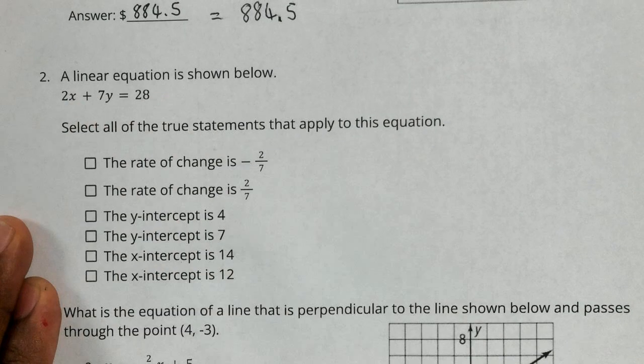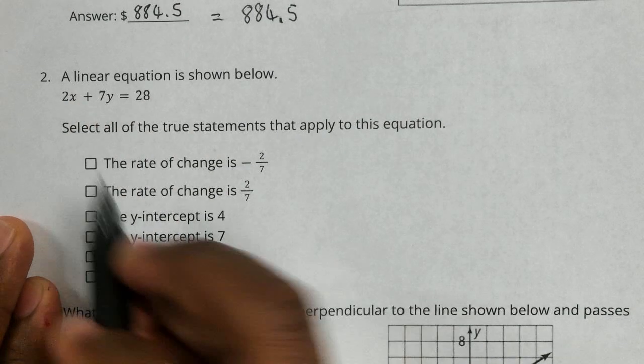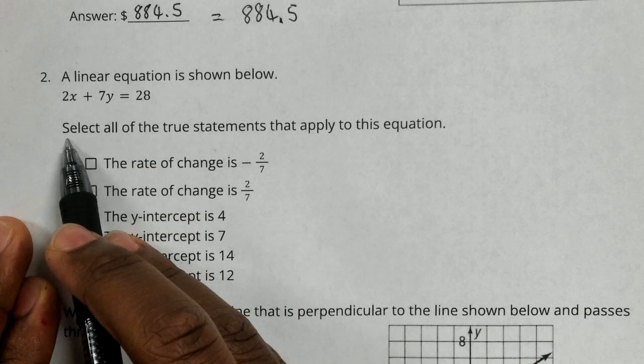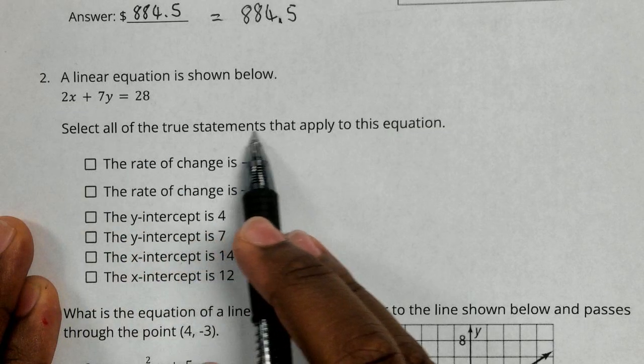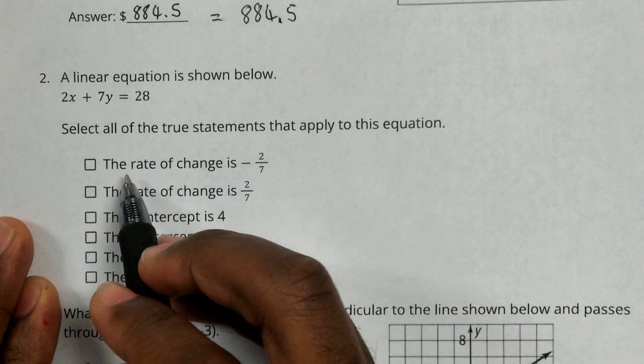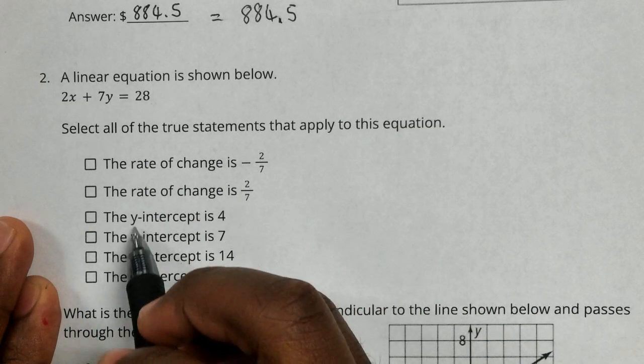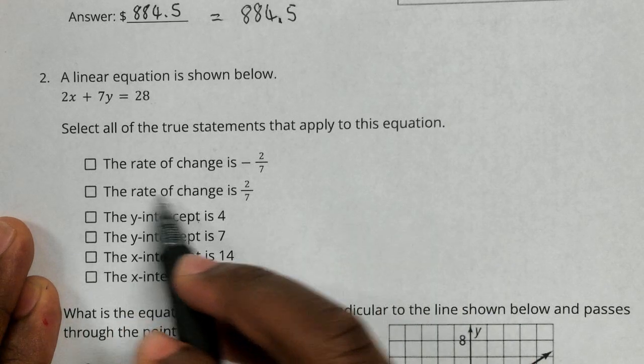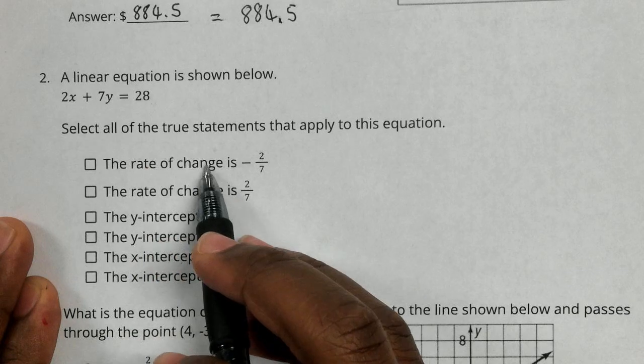The next question says a linear equation is shown below. This is the linear equation, given in standard form. It wants us to select the statements that are true. So it wants us to identify the rate of change, the y-intercept, and the x-intercept. To find your rate of change, you're essentially looking for your slope.